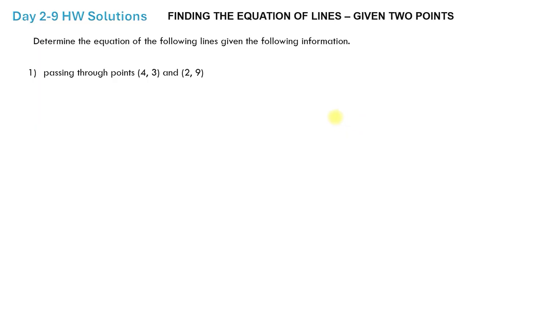As always, our goal is to know what the slope is and to know what the y-intercept, or b, is. So we can figure out our slope, in this case, using our equation y2 minus y1 over x2 minus x1. We plug in our values like we have before. 9 minus 3 over 2 minus 4 equals 6 over negative 2, gives us a final slope of negative 3.